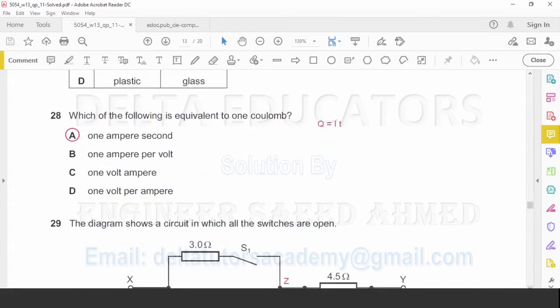Question number 28. Which of the following is equivalent to 1 coulomb? Coulomb is the unit of charge, and electrical current is given as charge over time. So charge will be equal to current into time. Now the unit of current is ampere and the unit of time is second. So we can say 1 coulomb will be equal to 1 ampere second. Now we check the options. Option A, 1 ampere second. So it is our correct option. 1 coulomb is equal to 1 ampere second.